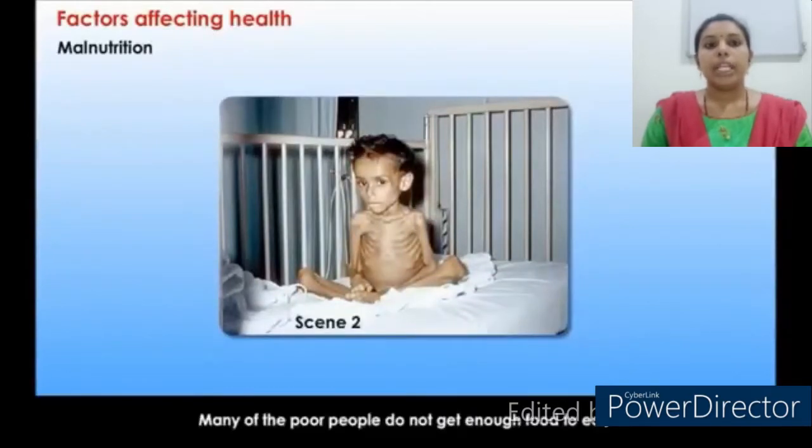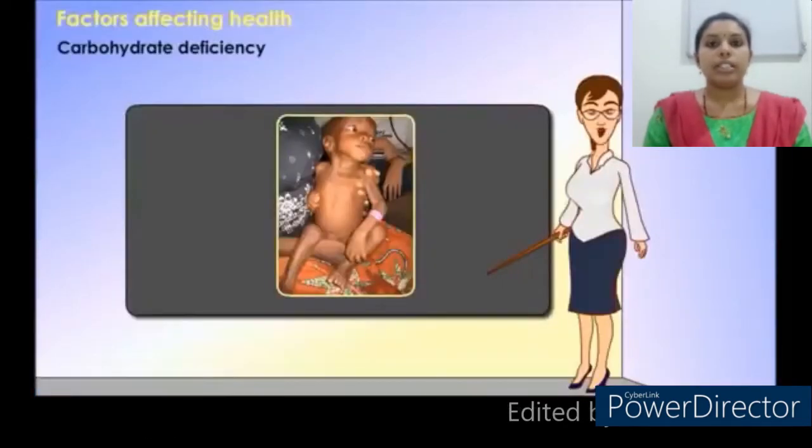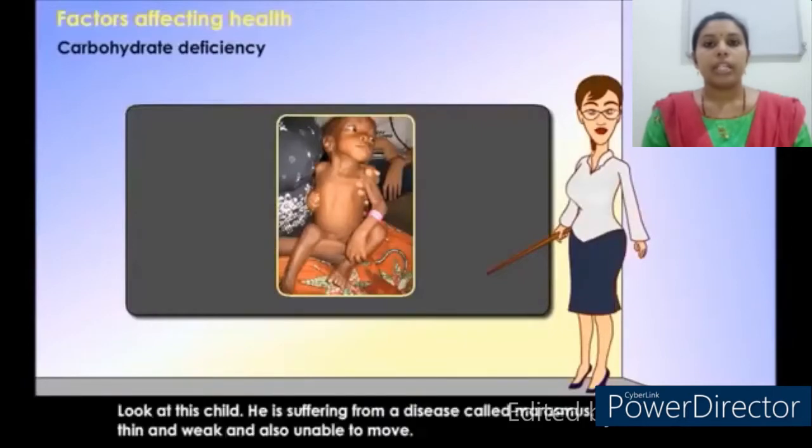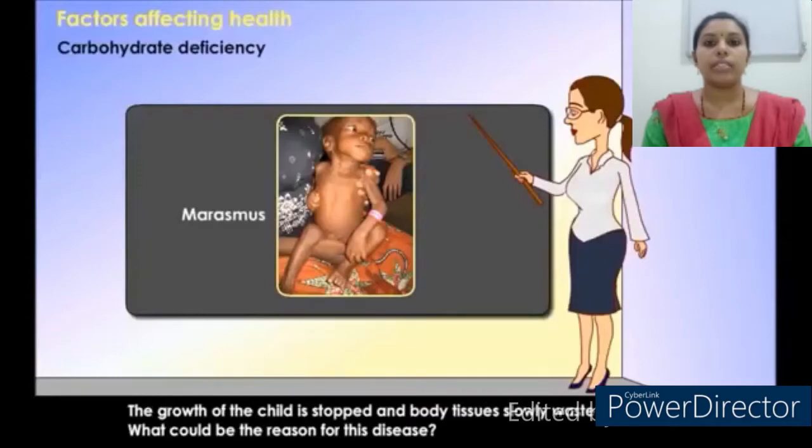Malnutrition. Many of the poor people do not get enough food to eat. This insufficient nourishment leads to physical weakness and bad health called malnutrition. First one, carbohydrate deficiency. Look at this child. He is suffering from a disease called marasmus. He is very thin and weak and also unable to move. The growth of the child is stopped and body tissue slowly wastes away.